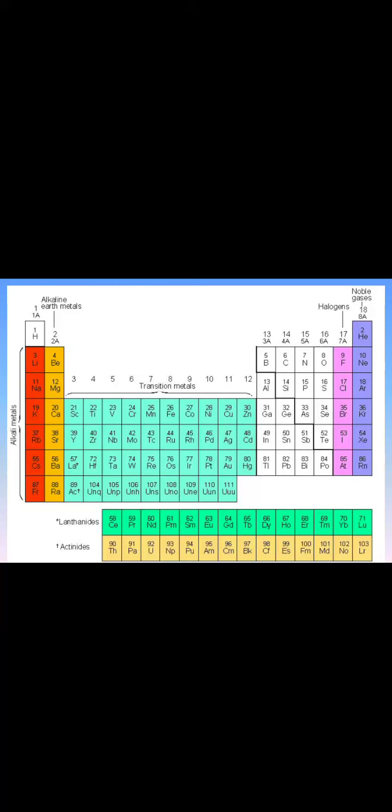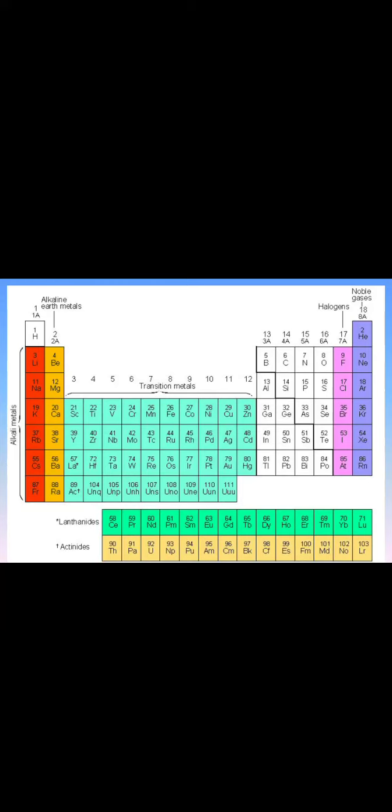I am here to discuss the noble gases. Here we see that the periodic table is divided into four blocks: S block, P block, D block, and F block. Also, the periodic table is divided into groups and periods.